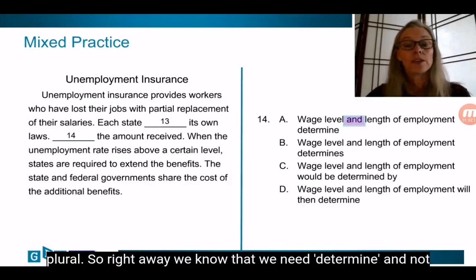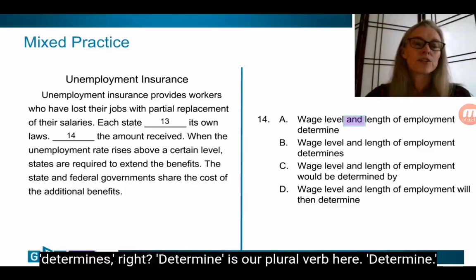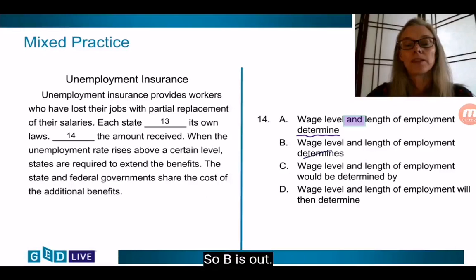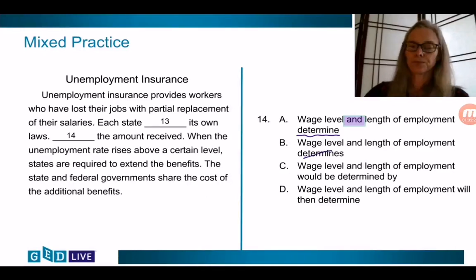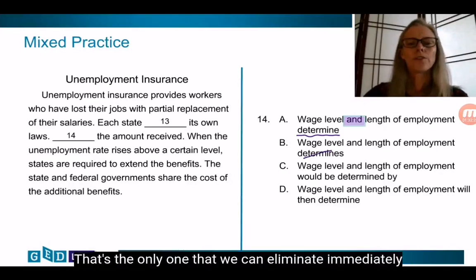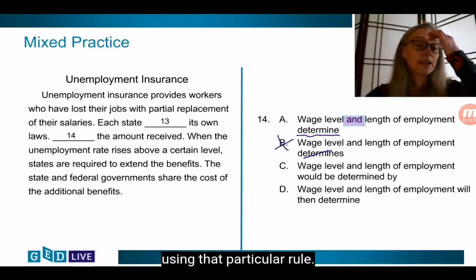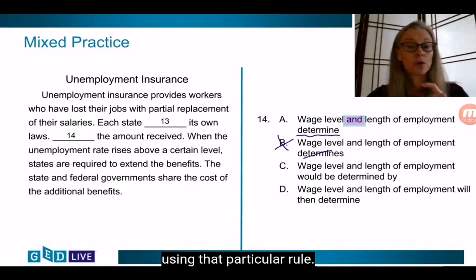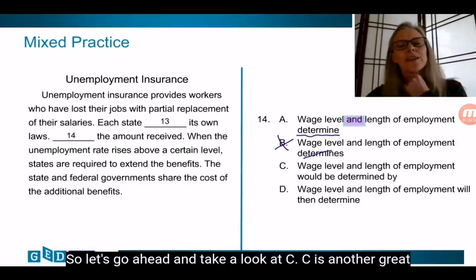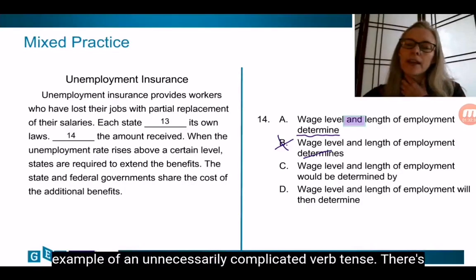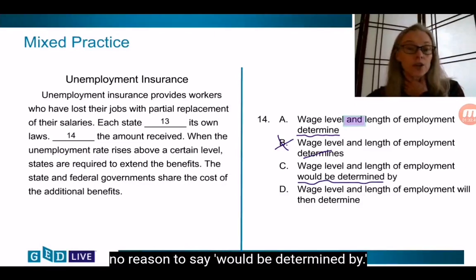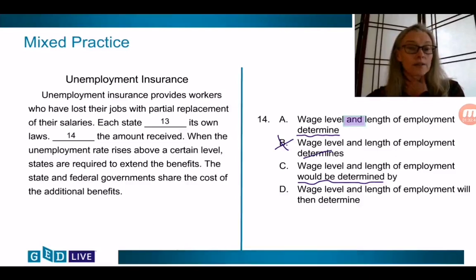So right away we know that we need determine and not determined, right? Determine is our plural verb here. So B is out. That's the only one that we can eliminate immediately using that particular rule. So let's go ahead and take a look at C. C is another great example of an unnecessarily complicated verb tense. There's no reason to say would be determined by, right?